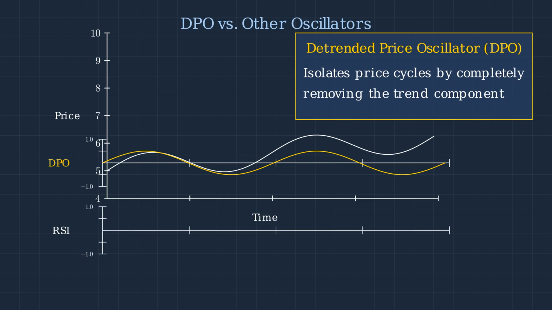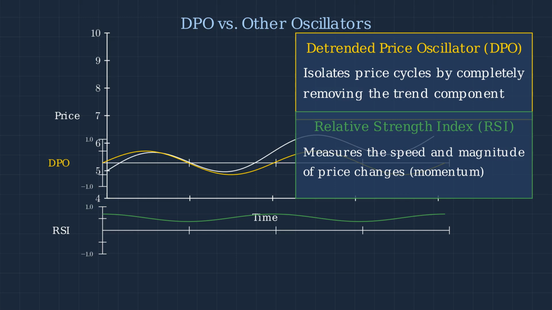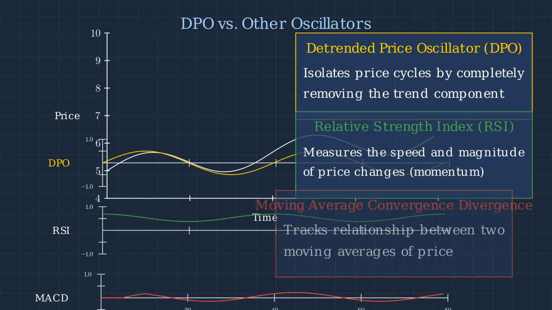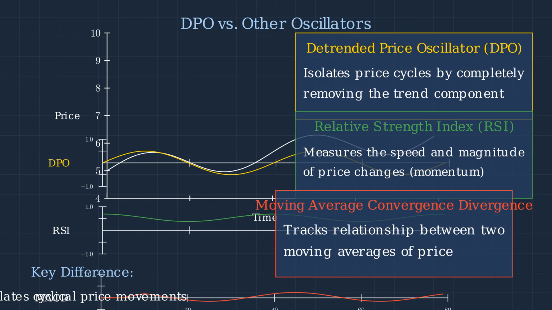In contrast, the Relative Strength Index, or RSI, measures the speed and magnitude of price changes, focusing on momentum rather than cycles. The Moving Average Convergence Divergence, or MACD, tracks the relationship between two moving averages of the price, which also focuses on momentum and trend strength. The unique value of the DPO comes from its ability to remove the trend component entirely, helping traders identify potential turning points in the market without trend interference.